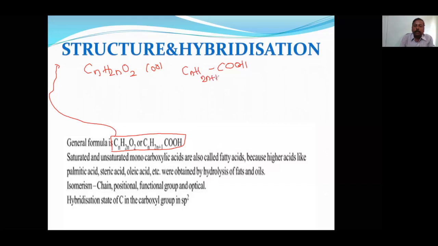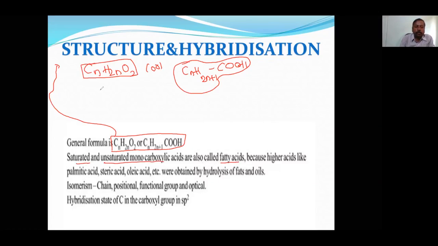CnH2n. If it is plus 1, then it is alkyl group. Okay. So that is what we want. Either you can remember this or you can remember this one. Okay. Now, here, saturated and unsaturated monocarboxylic acids are also called fatty acids.